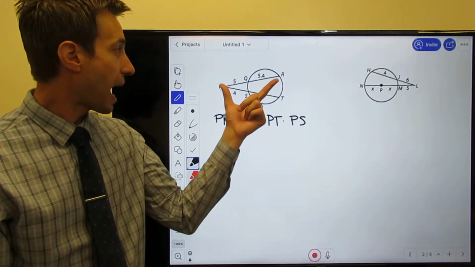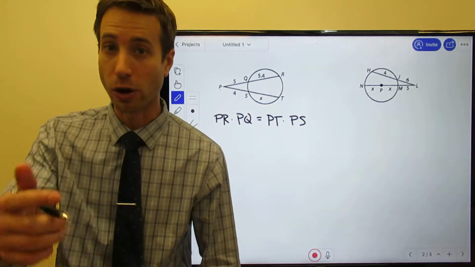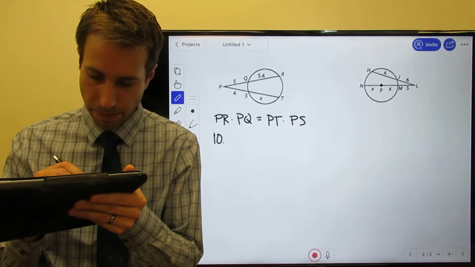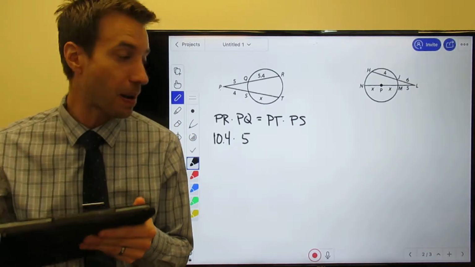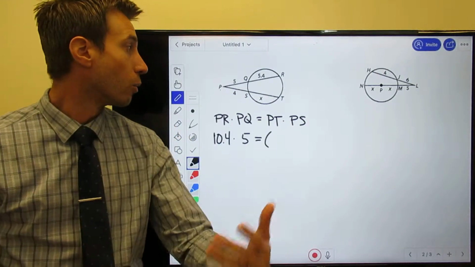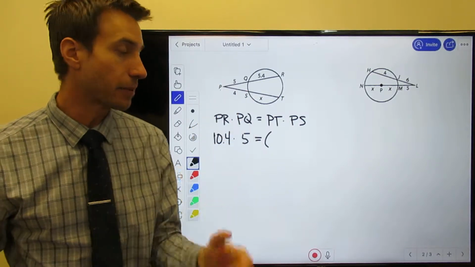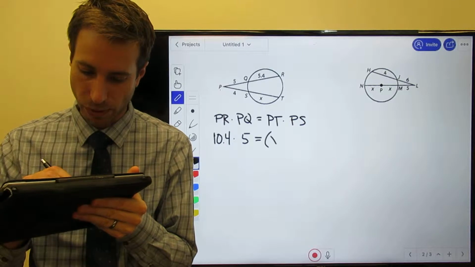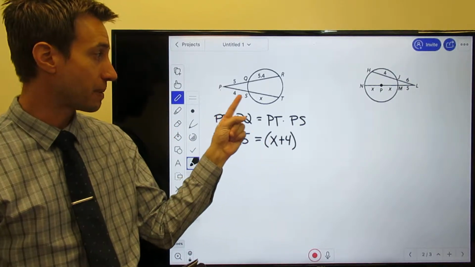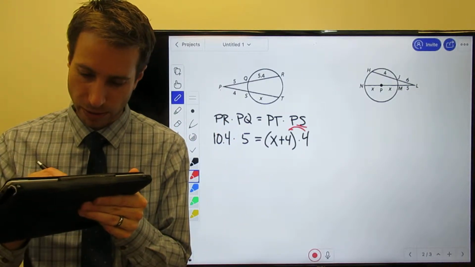Okay, here we go. I have PR, which is going to be 5 plus 5.4, so how about 10.4, which is going to get multiplied by PQ, which is 5. That all has to be equal to, what do you get for PT? PT is this segment, which is 4, plus this segment, which is x. So, x plus 4. Once again, we get this polynomial, which I will then have to, PS is 4, distribute the 4 through the parentheses. Don't forget to distribute.